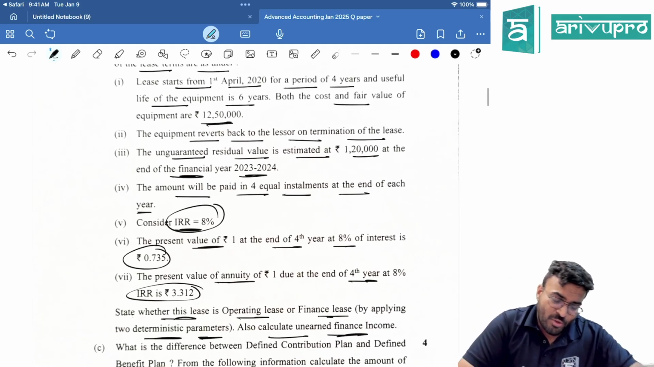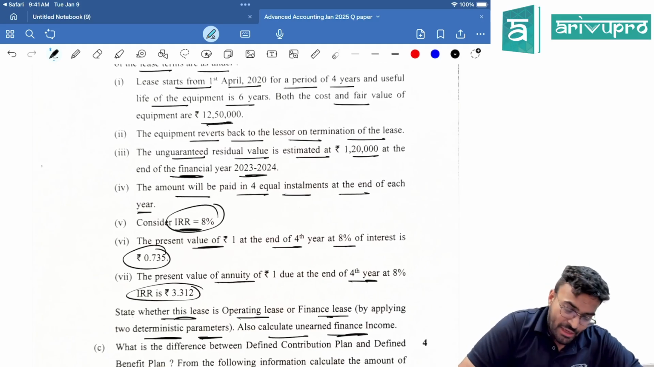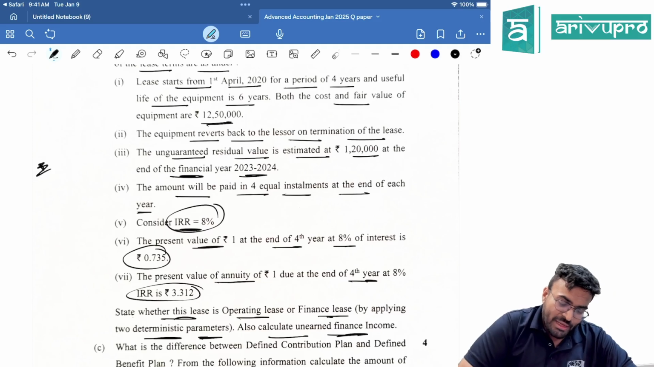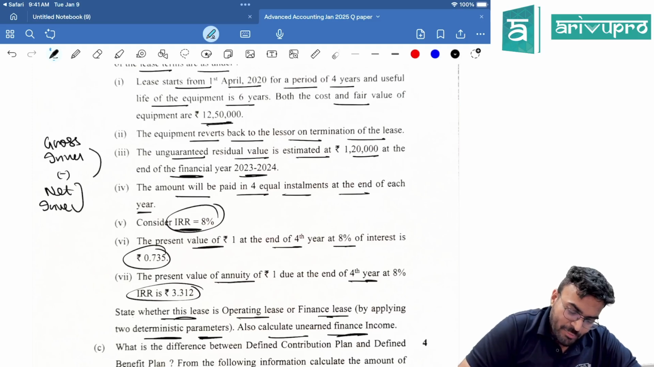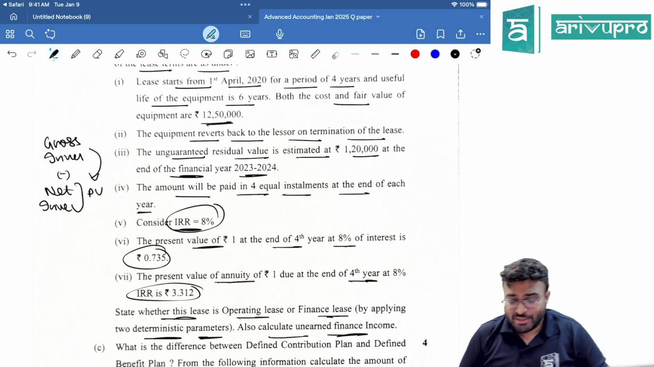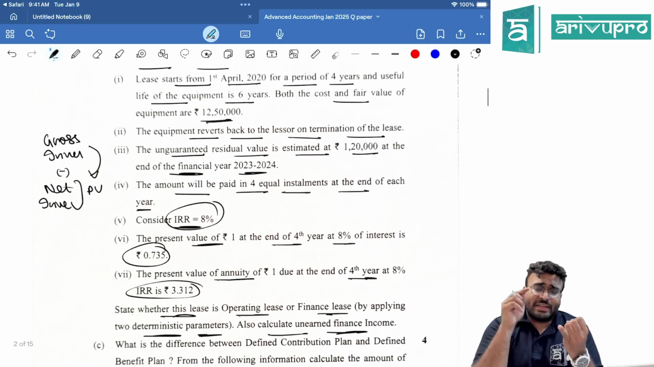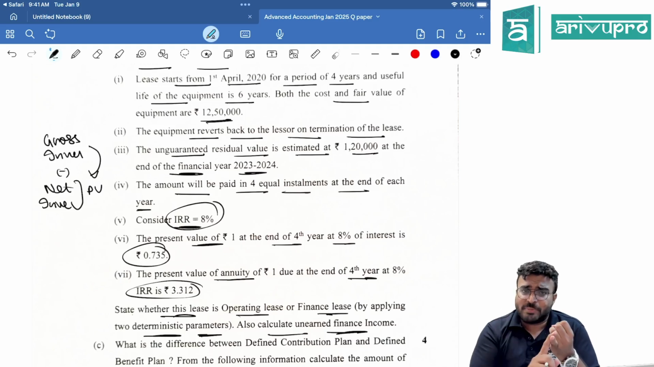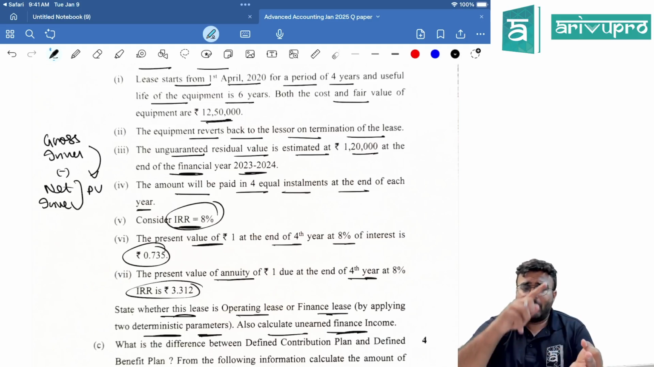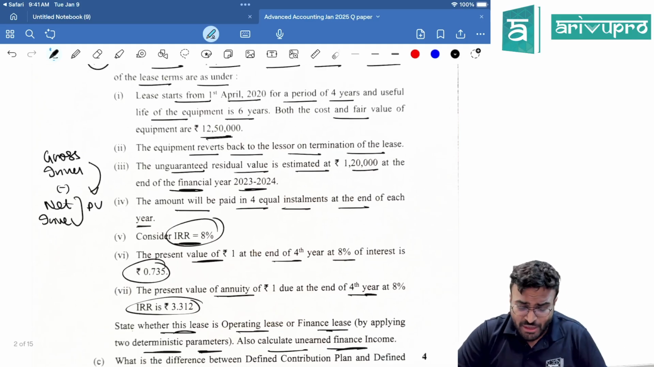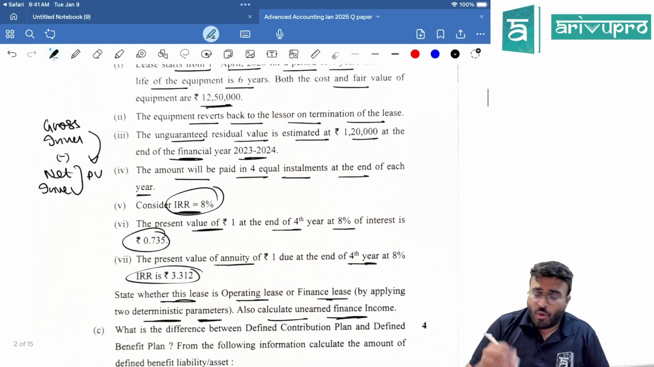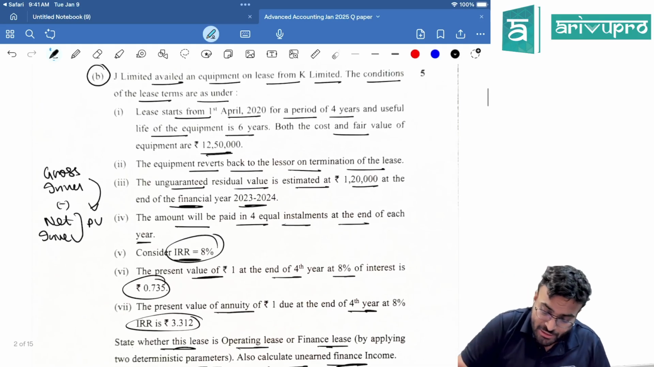Unearned finance income is what? How will you calculate unearned finance income? You will calculate gross investment minus net investment. Net investment is nothing but present value of gross investment itself. Gross investment is the lease rent that you're supposed to get: minimum lease payment plus guaranteed residual value plus unguaranteed residual value. Take the present value of that, you will get the net investment. Whatever difference you get between the two should be your unearned finance income.